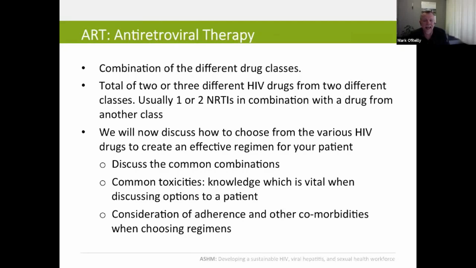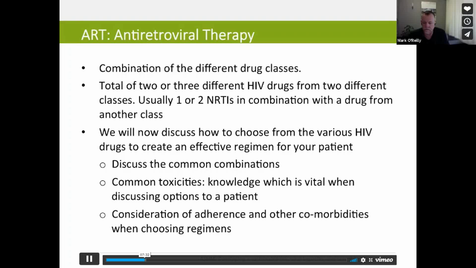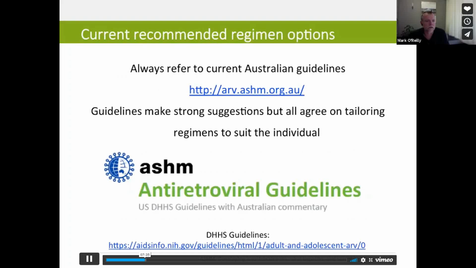We'll now take a look at how to choose from the various HIV drugs to create the right regimen for your patient. We'll also talk about some common combinations and some of the common toxicities, and it's really important to know about these when you're tailoring a regimen to the person sitting in front of you. It's also important to consider factors which would have an impact on medication adherence, as well as other comorbidities that your patient may have.